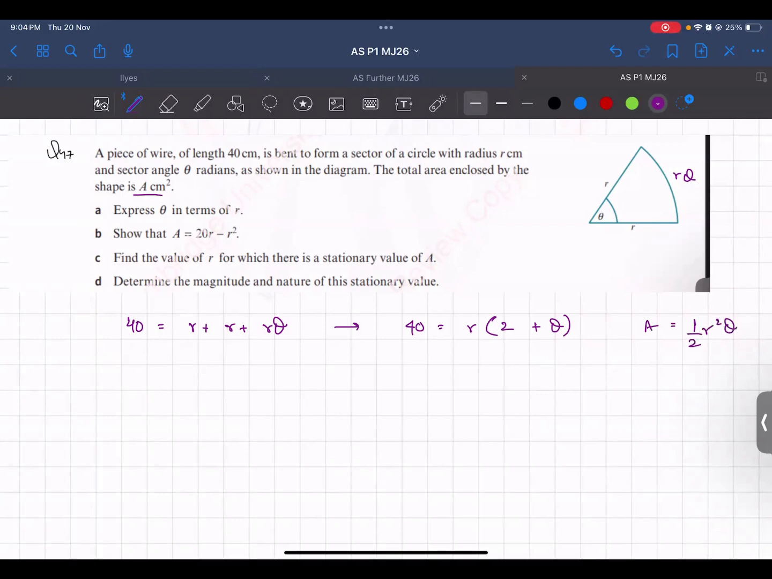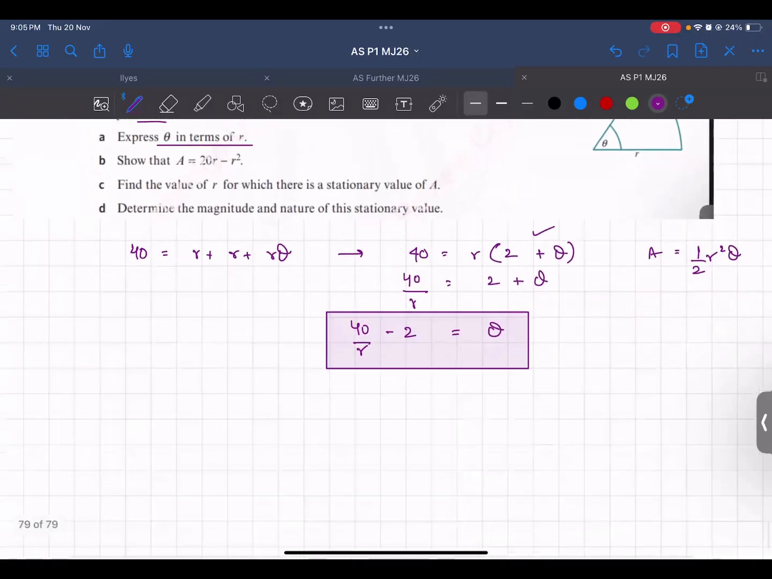They're asking you for the first part, express theta in terms of r. So we have to make theta the subject. So this would become 40 upon r is equal to 2 plus theta. So theta will be 40 upon r minus 2. This is the answer to your first part.